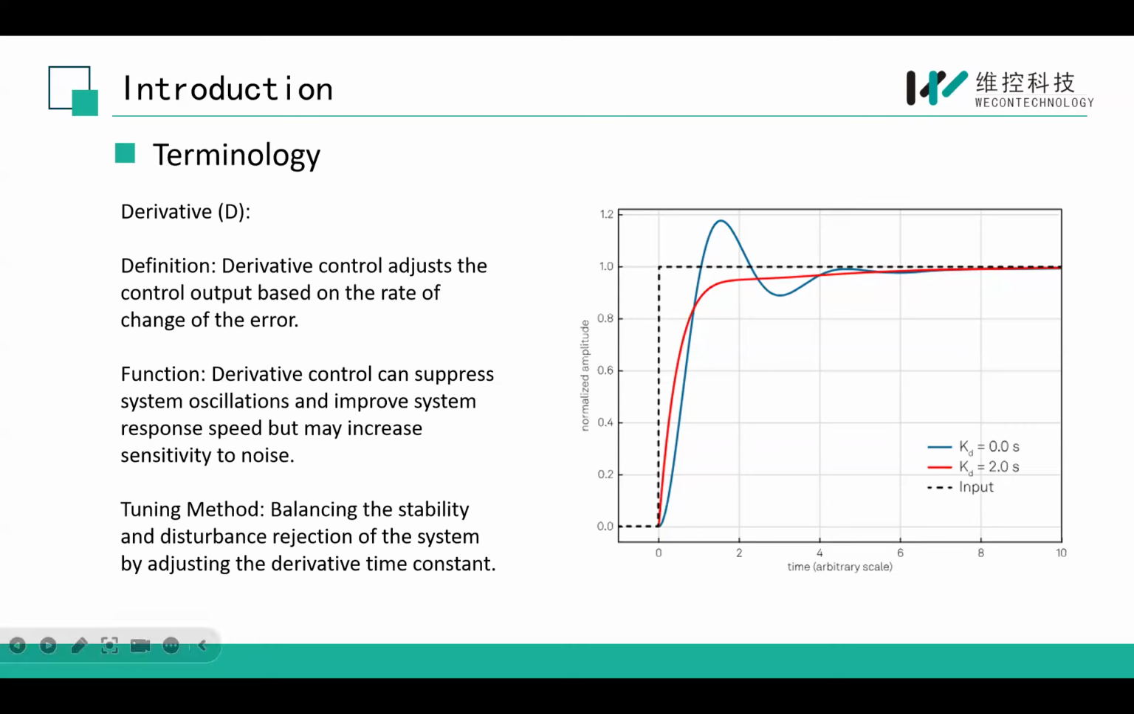It can suppress system oscillations and improve system response speed, but may increase sensitivity to noise. Because if we set the derivative too high, it will respond more sensitively to the system noise feedback.